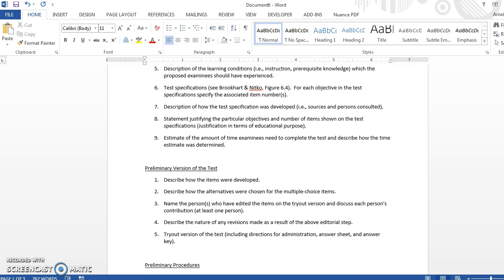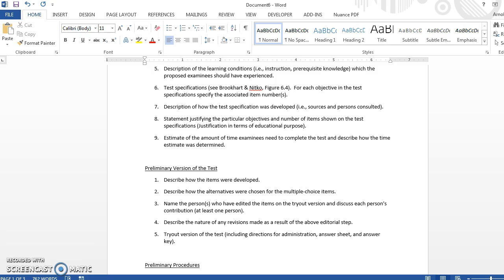Also, a statement justifying the particular objectives and number of items shown on the test. So we're kind of having some confusion between 10 and 20. You could do 5 questions, but those 5 questions might test 4 different things, which would actually be 20 different items. So don't just think very concretely that we have to have 10 questions.